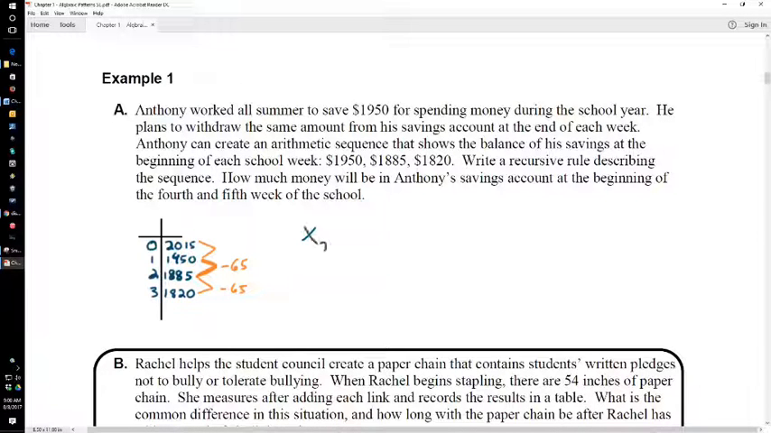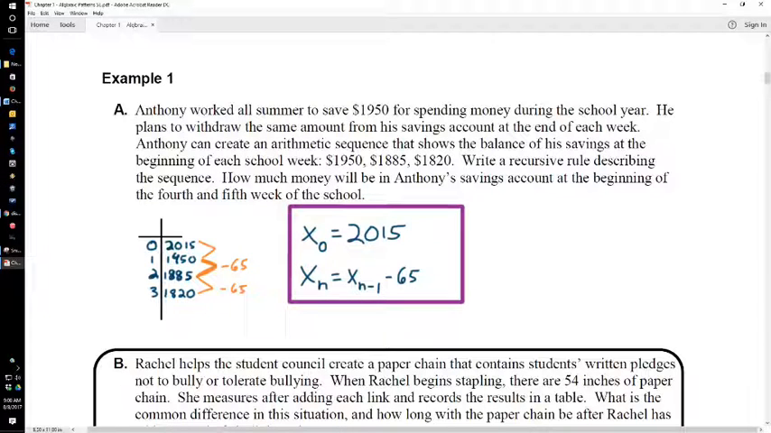So x of 0, that's the starting point. Remember, this just identifies which x we're talking about. Equals $2,015. x of n, this means whatever x I'm looking for, I take the one before it, so n minus 1. So if this is like x of 3, this becomes x of 2. And I subtract $65. And that is your recursive rule for it.